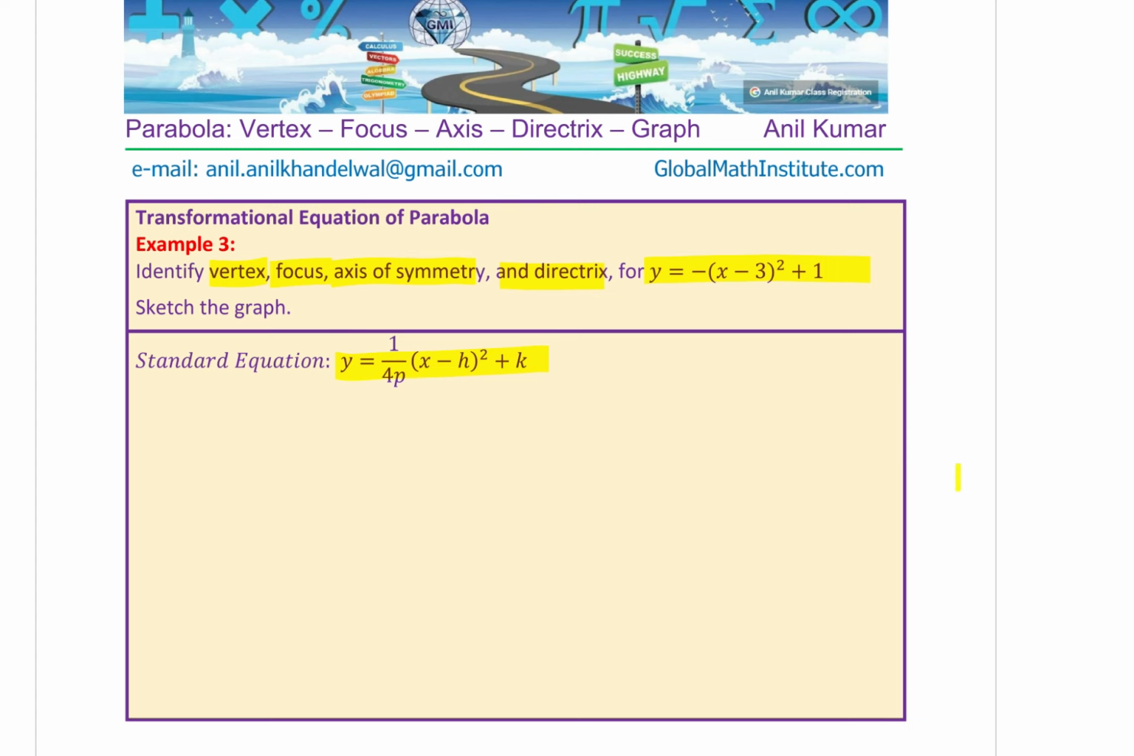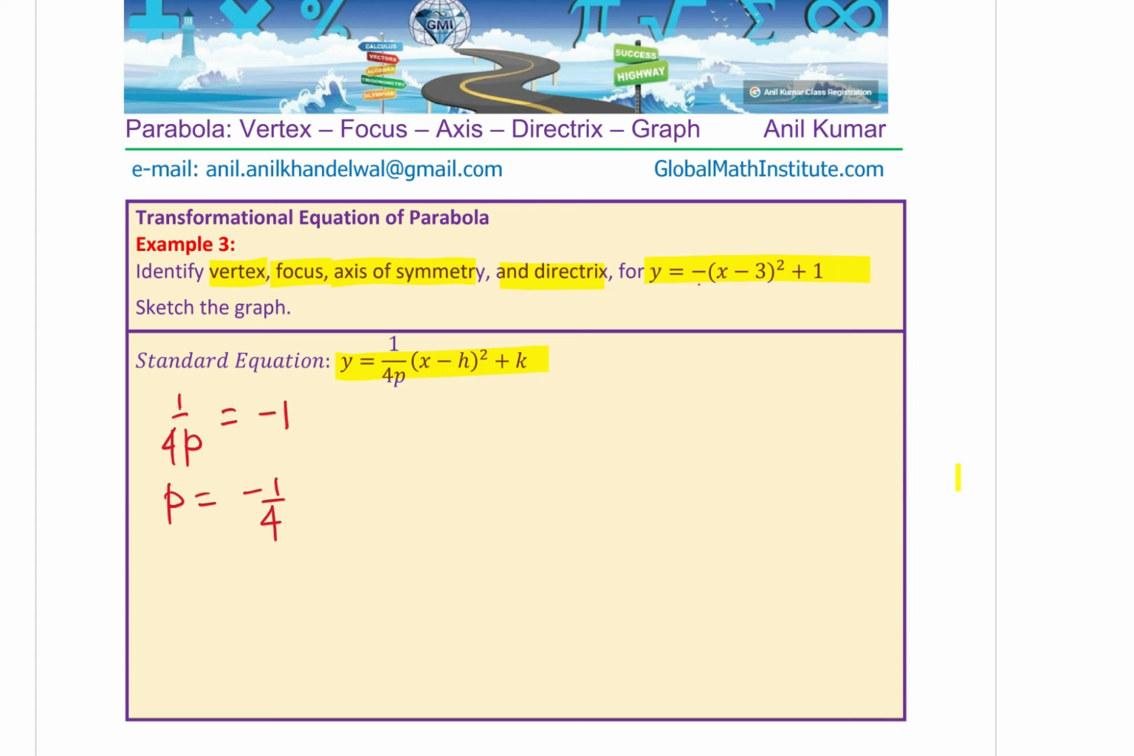Well, let's go in small steps. As clearly shown here, if you compare, what is the value of p? So we'll begin from here itself. We know 1 over 4p is equal to minus 1. So p is equal to, we can just cross multiply, minus 1 over 4. Right, so we get the value of p.